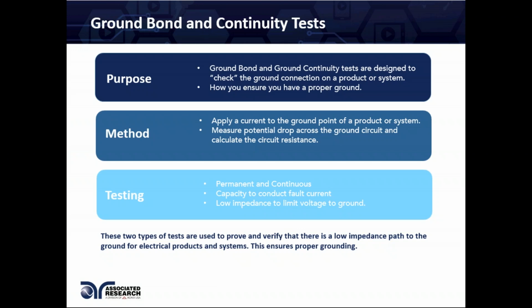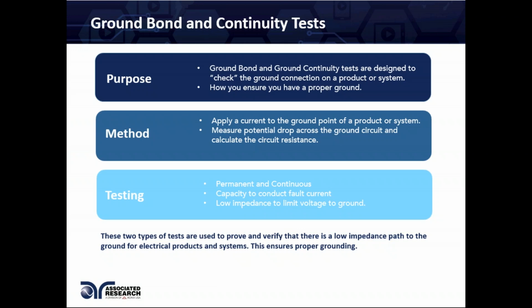So the purpose of these tests, the ground bond and the ground continuity tests, is to check the ground connection on a product or a system. It's a way to ensure that the ground circuit of a product that you're testing is, number one, continuous, and number two, capable of handling a high amount of current for a given amount of time without breaking or melting or heating up too much. So that's the purpose of the test, and the method of running these tests. Again, we'll go into more details on how exactly the test is performed.